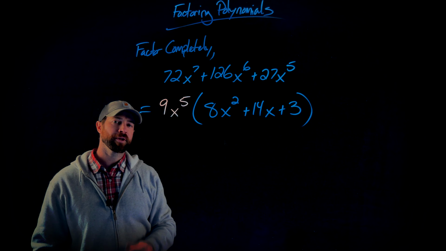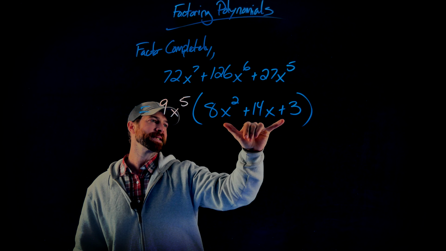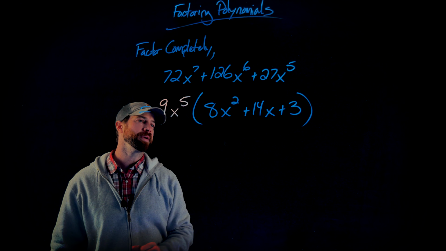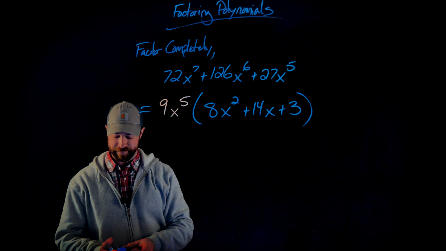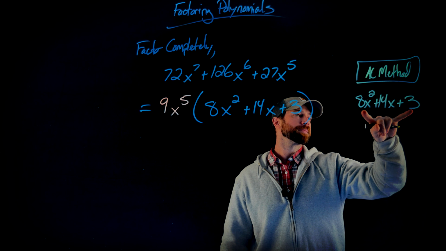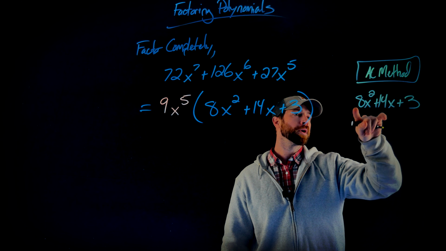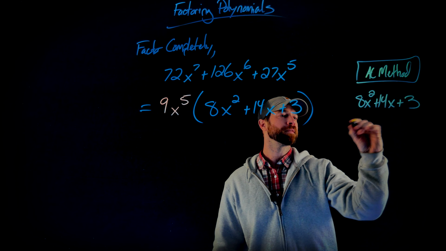To factor completely, though, what we need to do now is to see if the polynomial, or quadratic in this case, left in these parentheses can also be factored. And in fact, this can be. I'll show that here on the side. I'll be using the AC method to factor this. I'm looking for two numbers that multiply to be 24, the A and the C here, but add to be 14. Those two numbers are 12 and 2.